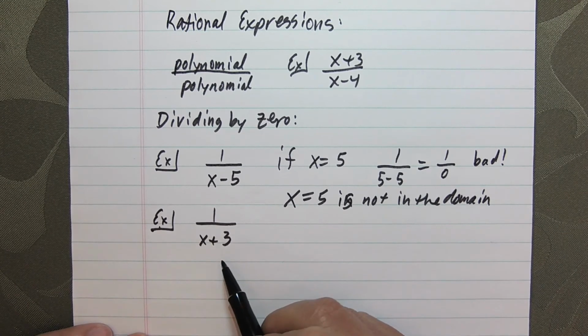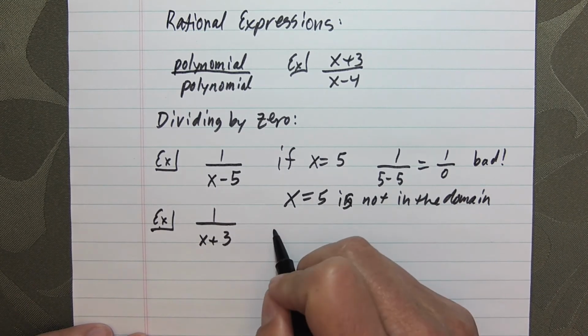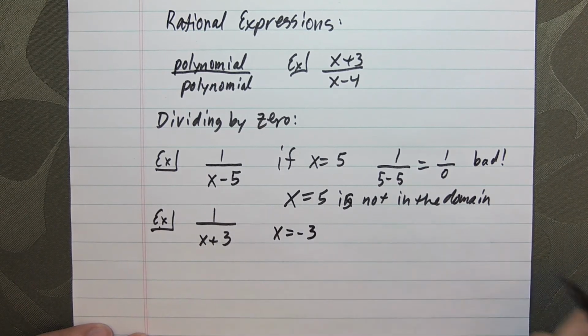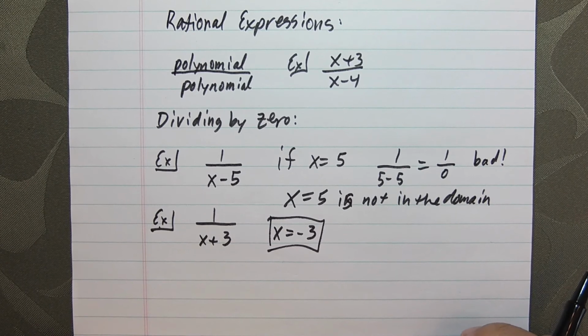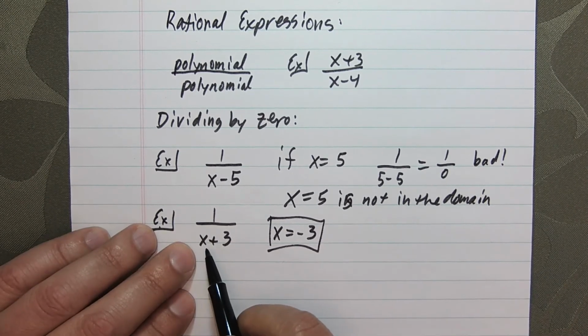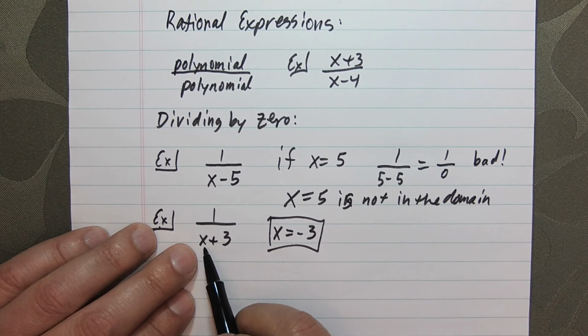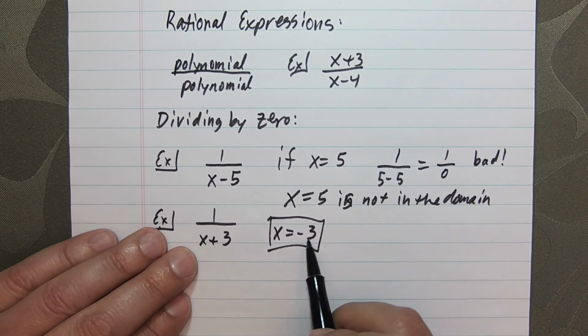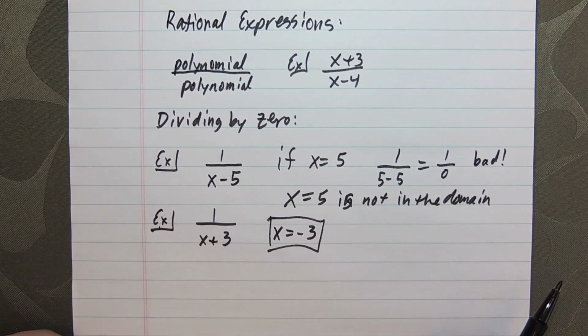So if I have this expression here, do you see that when x equals negative 3, we have a problem? Negative 3 plus 3. So this is the bad place. Meaning we can plug in any value for x in the whole world, every number that you can think of except for negative 3. Then we have a problem. Okay.